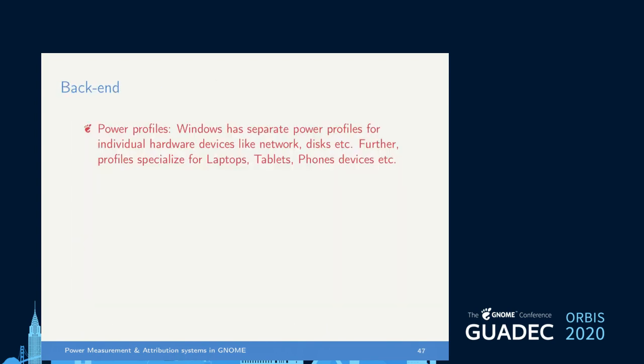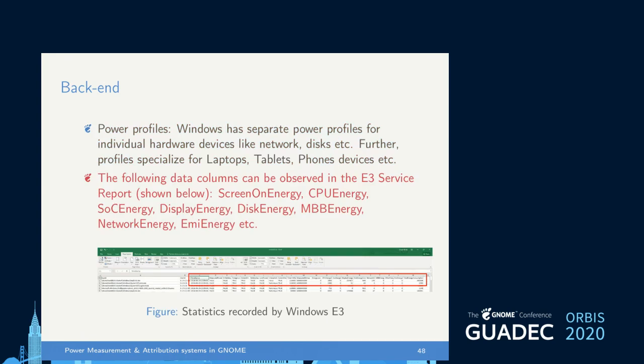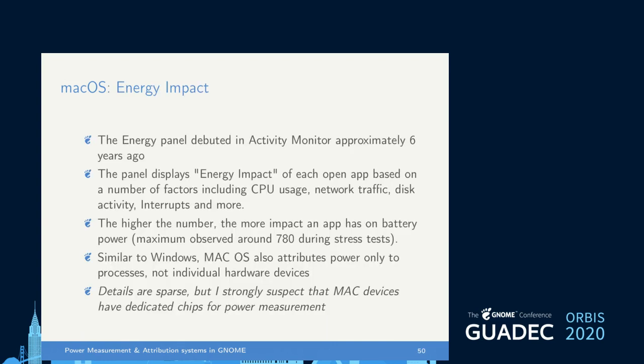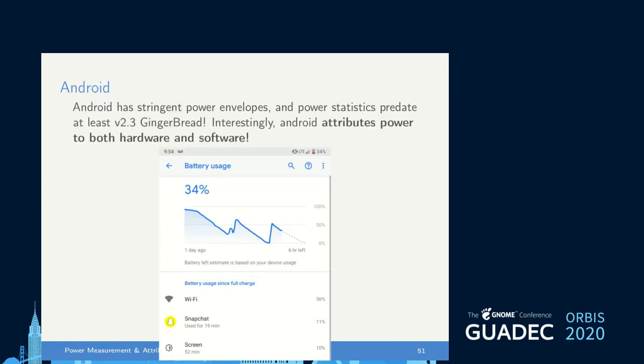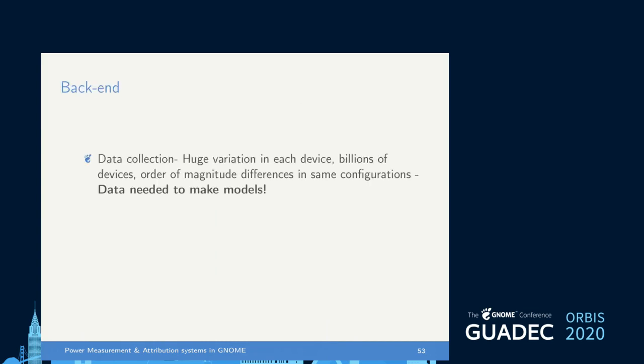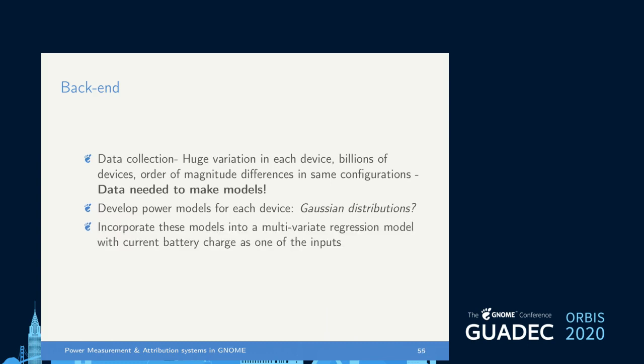So this is what Windows is doing, and I'm going to skip to the questions now. The backend, how they are actually getting these values, and this is what macOS is doing. Here's a bit of detail. Here's what Android is doing, and Android is getting it for hardware and software both. And what I wanted to do is GNOME's power measurement system architecture. We need data collection, and we need to develop power models, basically Gaussian distributions, and we need to incorporate these models in a regression model. And this can also be understood as a multi-arm bandit problem.